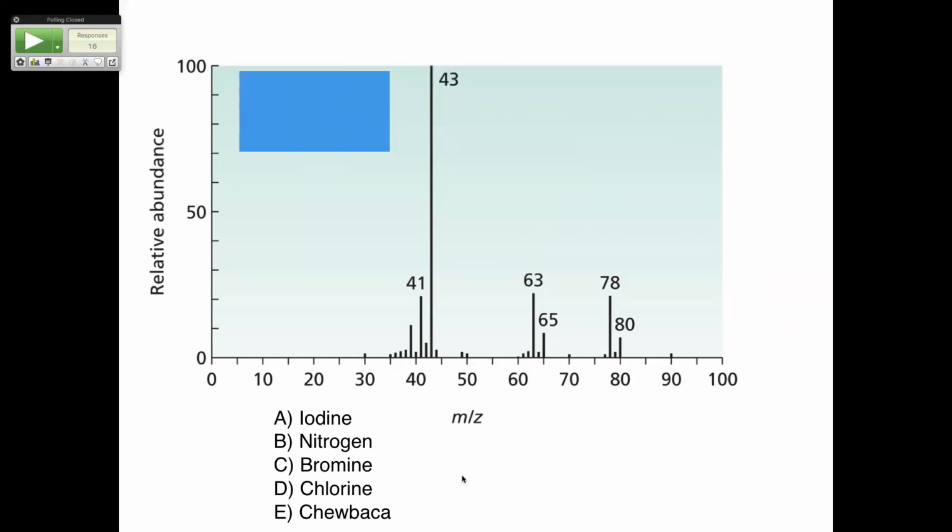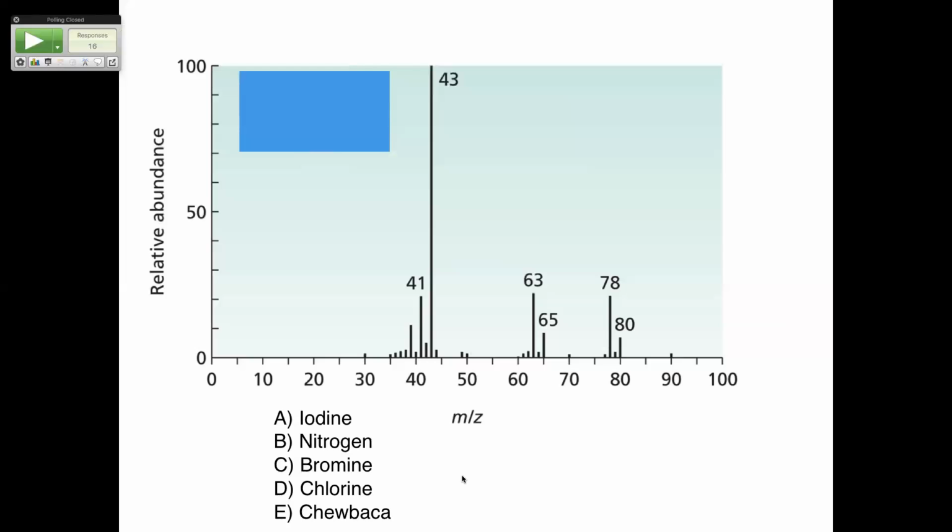Which is what? Well, just give me a formula. C. How many carbons and how many hydrogens? How many carbons? 3. How many hydrogens? See how we got that?